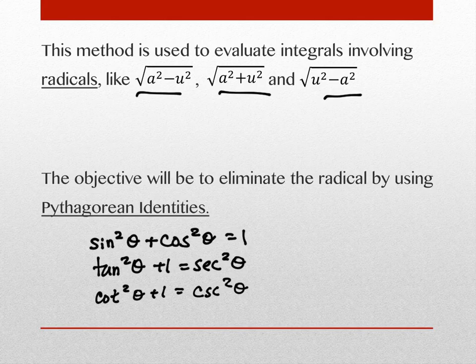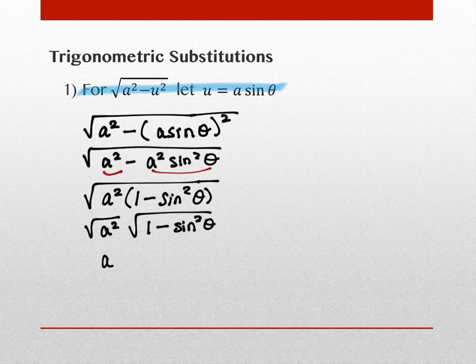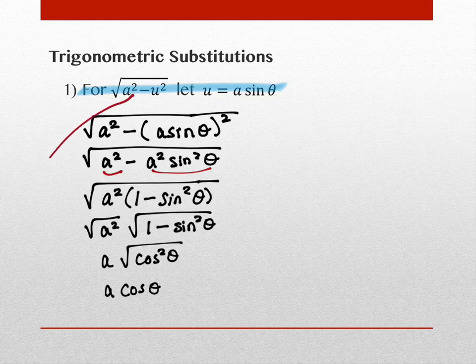So we're coming back to these Pythagorean identities, right? Sine squared plus cosine squared is equal to 1. So if I have 1 minus sine squared, which is what I have right here, I can replace that with cosine squared, and the square root of that is just cosine. So what this is telling you, after having done all of this, is that this radical expression, if I make that substitution, has the form a cosine theta.